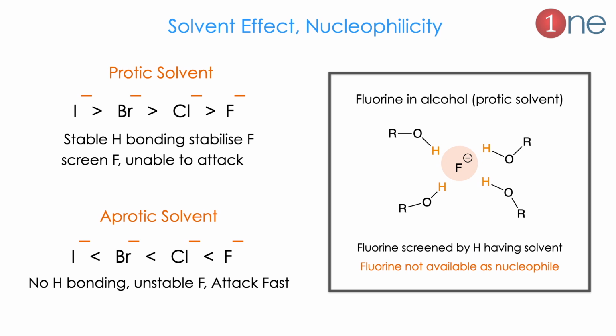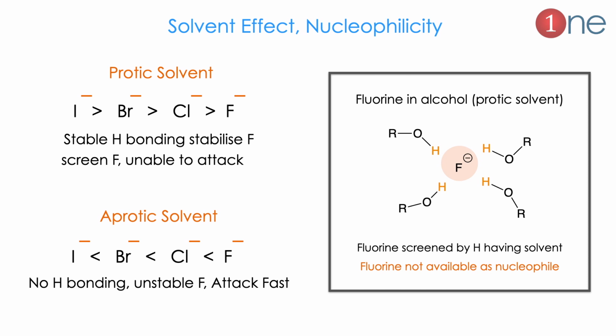Then the solvent effect. Solvent effect is a little bit confusing. You should know, in protic solvent, iodine is the better nucleophile among halogens. Why? Because fluorine is the most electronegative. What happened? Due to hydrogen bonding, fluorine is very much screened. On the right-hand side you can see fluorine is very much screened, not available as a nucleophile. So iodine is the better nucleophile in protic solvent.